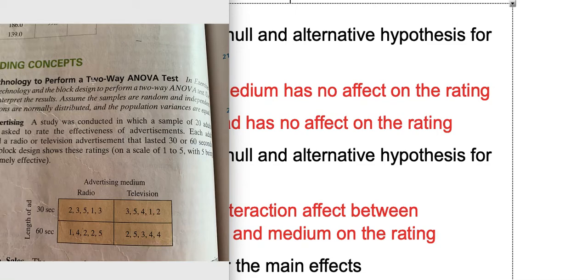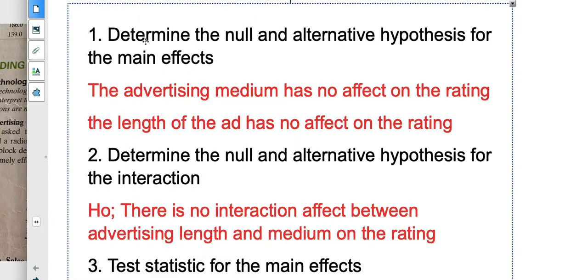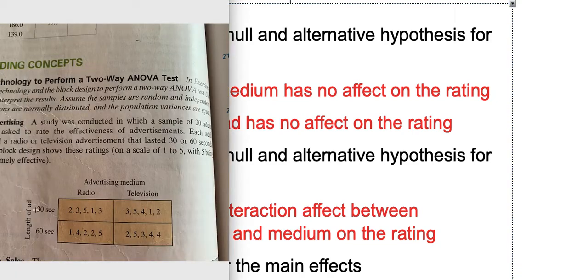Just so you know, in a two-way ANOVA test, there are actually three things we're testing. We're testing whether they prefer radio or television, whether they prefer 30 or 60 seconds, and whether there's some combination, like radio and 60, or radio and 30, and so on. The first part is called the main effects, and that's the length and the medium.